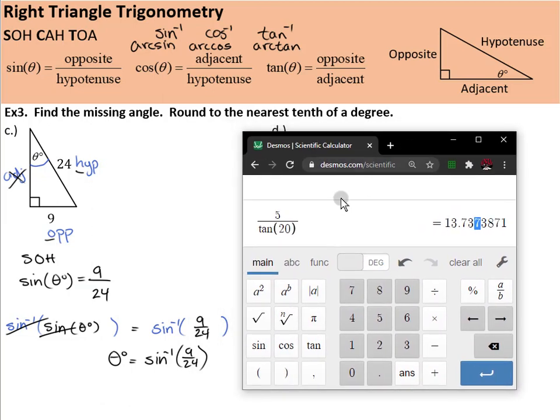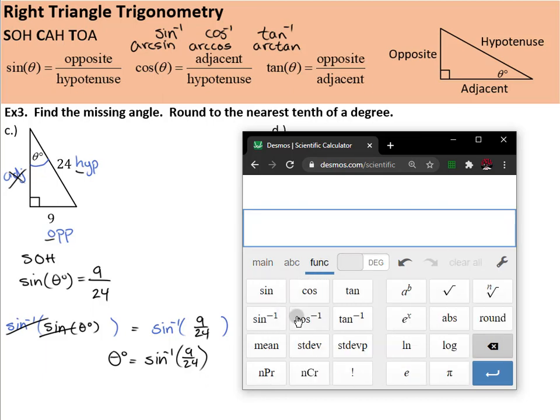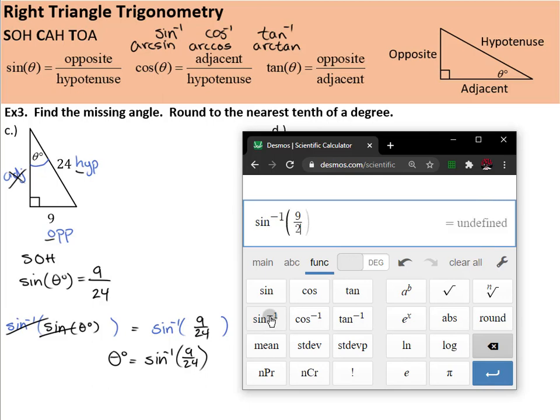Now to get to the inverse ones, they're not on the main page. You need to go to functions. Go to functions, and then you'll see inverse sine, cosine, and tangent, or arc sine, arc cosine, arc tangent. So here we're going to do the inverse sine of 9 divided by 24. And this ratio, by the way, for sine can never be bigger than 1. So you probably saw it said undefined until I wrote 24. So this value always has to be less than 1 for sine, or equal to 1.